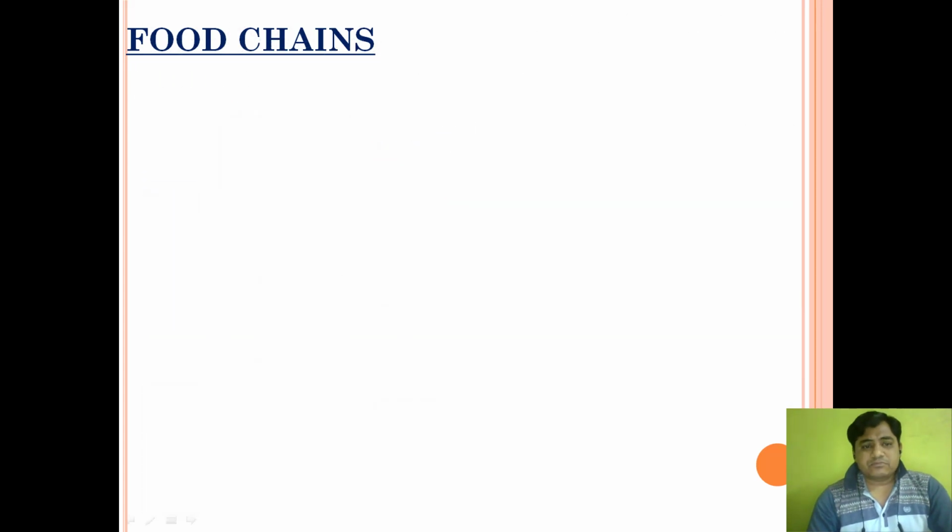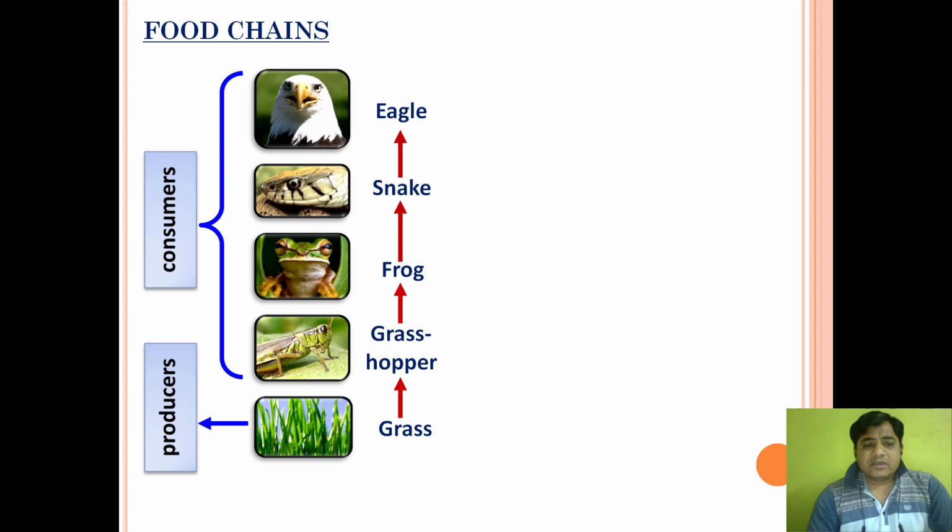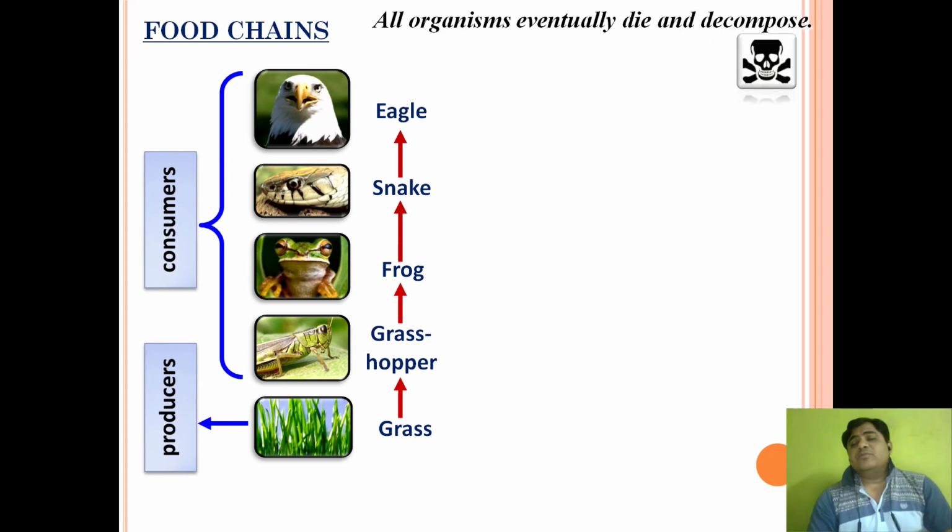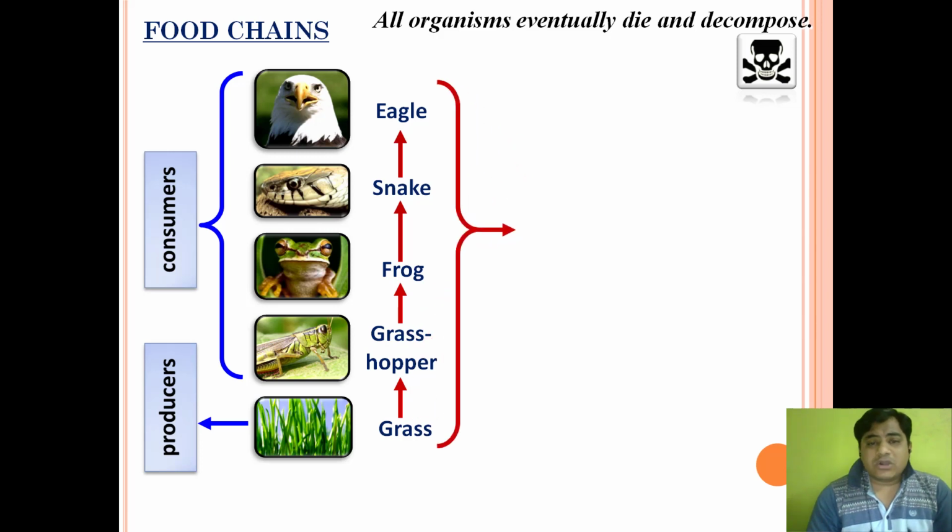Now we move towards how all organisms eventually die and decompose. Already we have seen the producers and the consumers: the primary, secondary, tertiary, and quaternary consumers. Now we can see what happens after they all die. So all organisms eventually die and decompose.